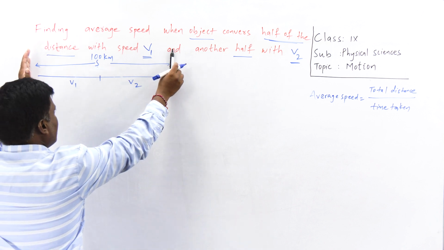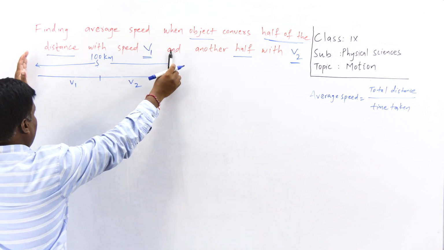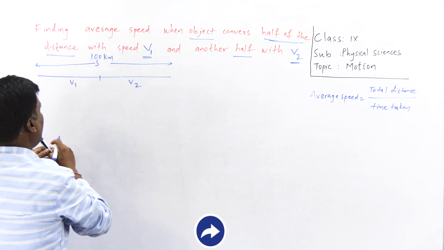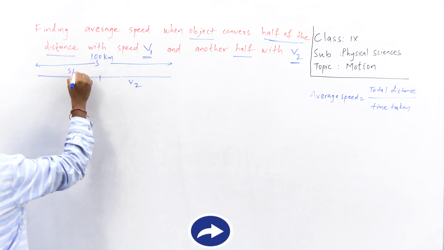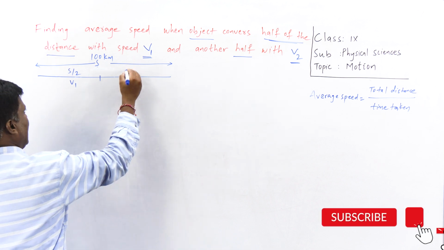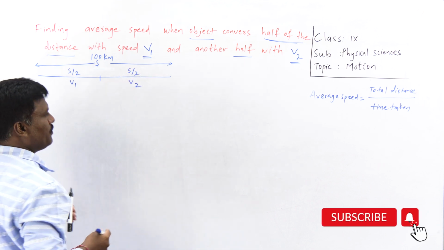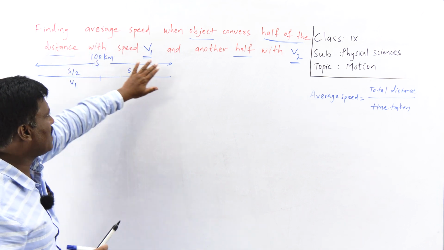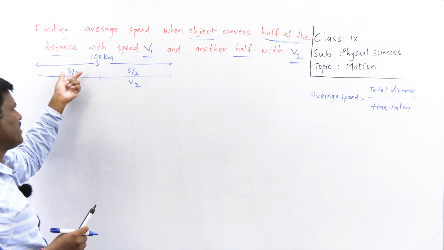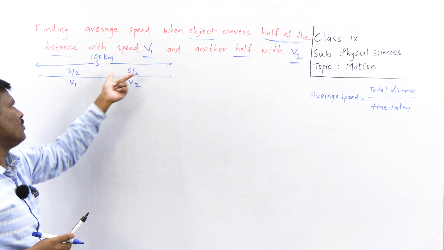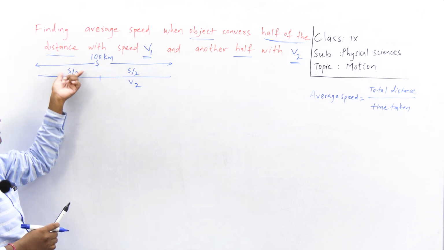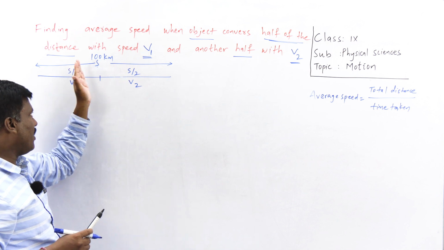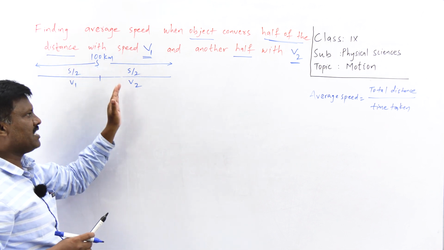Let's say the object traveled S distance. What is the total distance traveled by the object? S. In that, half of the distance is S by 2, and another half of the distance is S by 2. Total distance traveled by the object is S. This half distance is covered with this speed, and this half distance is covered with that speed. The object covers half of the distance with one speed, and half of the distance with another speed.